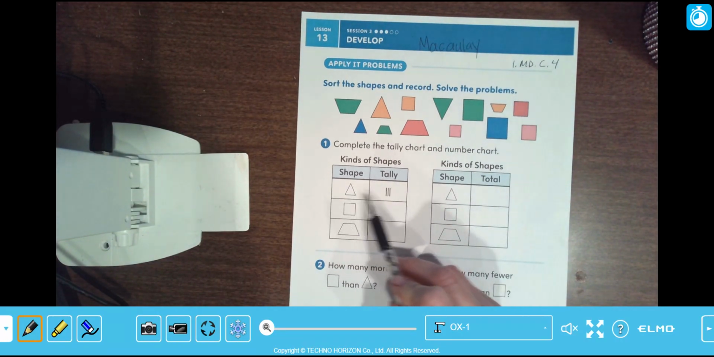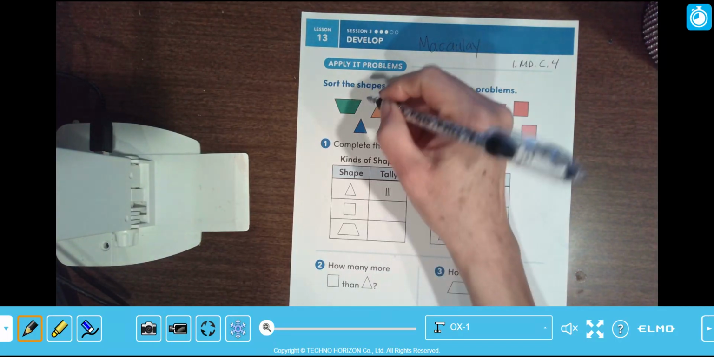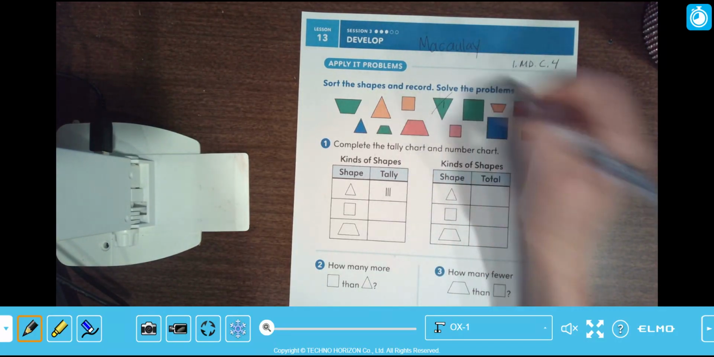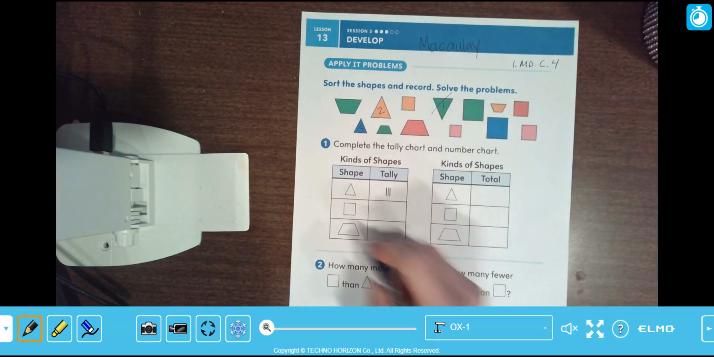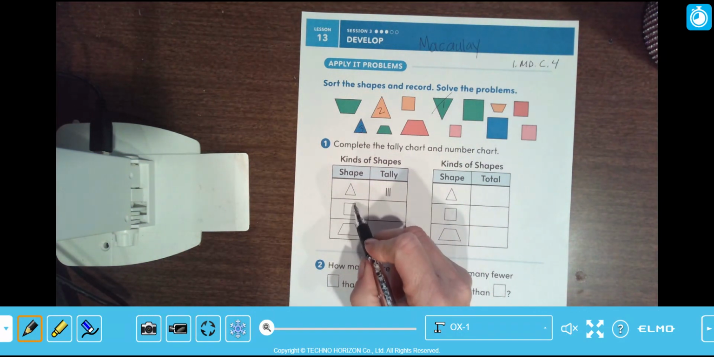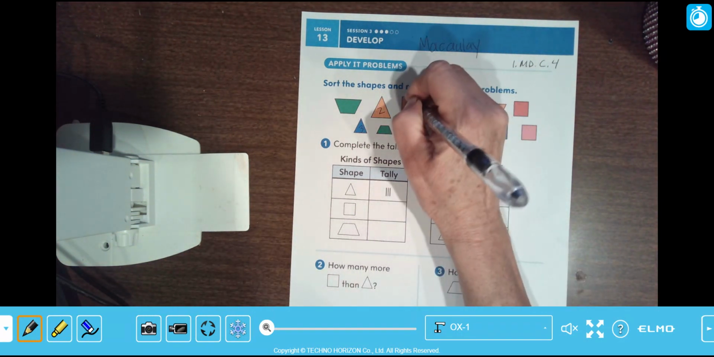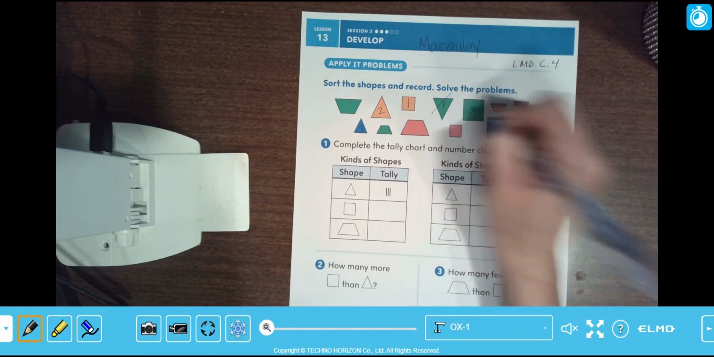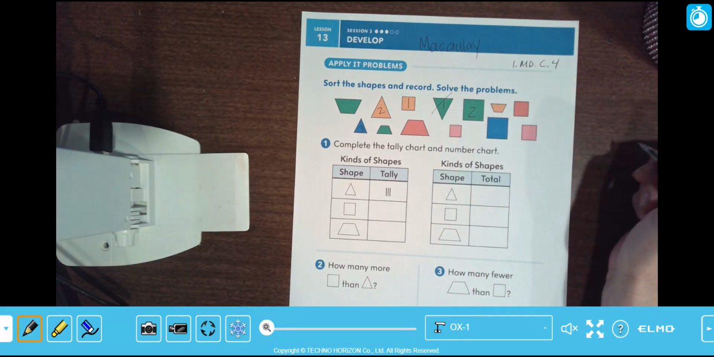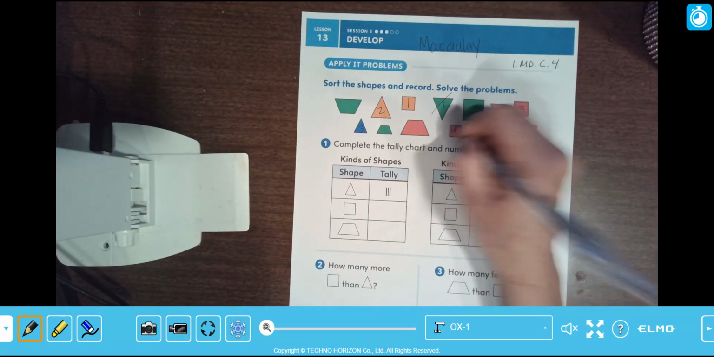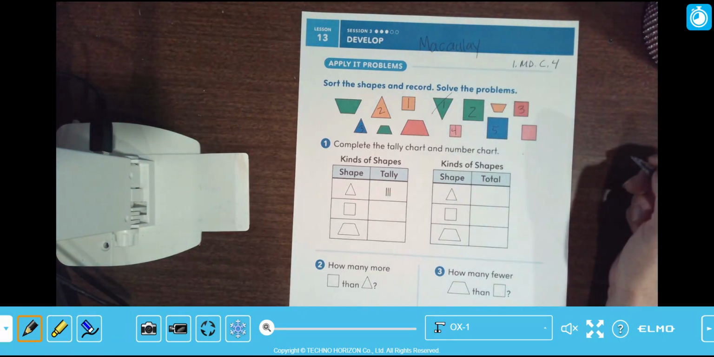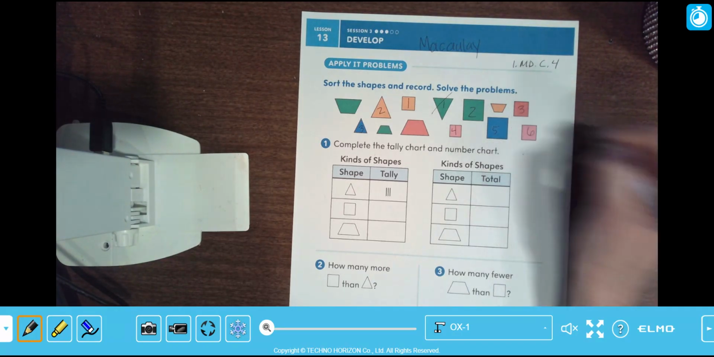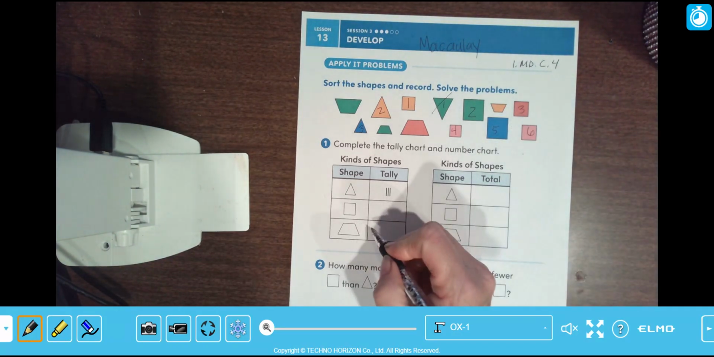Okay, kinds of shapes. There's triangles, and they put 3 for these 3 triangles. One, 2, 3. Okay, squares. Squares have 4 sides, and all of the sides are the same. So there's 1, 2, 3, 4, 5, 6 squares.